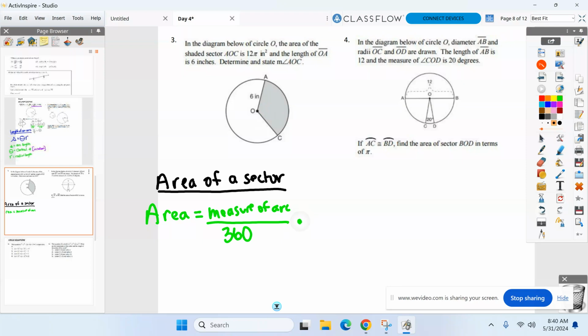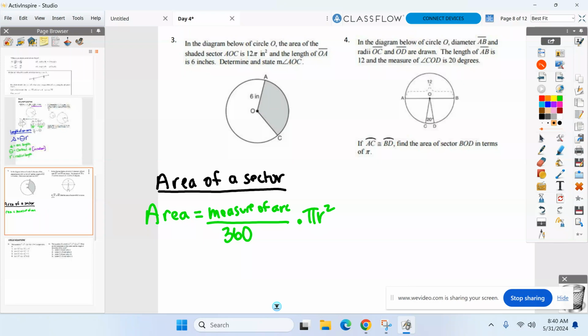And any stud in here know what I have to multiply that by? I said stud, but I'll take you too, Simon. Yeah, pi r squared. Good work. All right, so there's area of a sector.